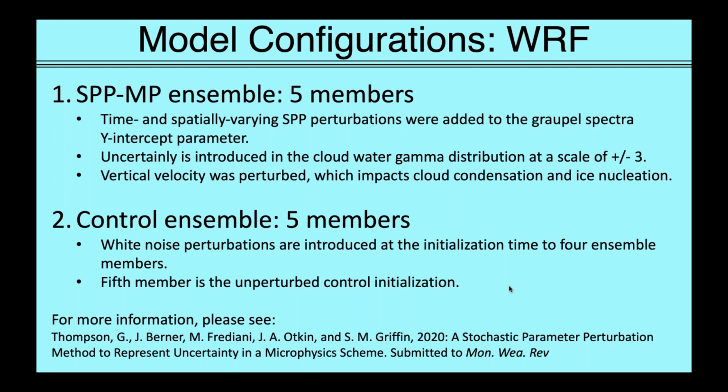But what the SPP-MP ensemble is, it uses time and spatially varying SPP perturbations to the Graupel spectra Y parameter. There's also uncertainty introduced to the cloud water gamma distribution, and the vertical velocity was perturbed. So we just want to see what these changes will do to the cloud features or to the brightness temperatures.